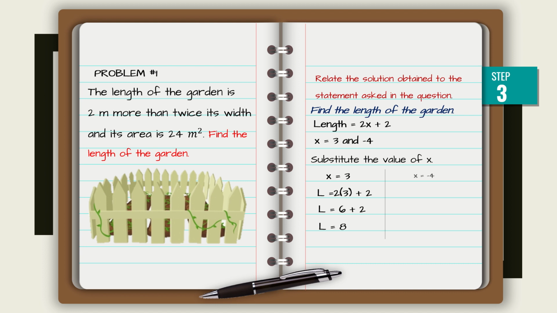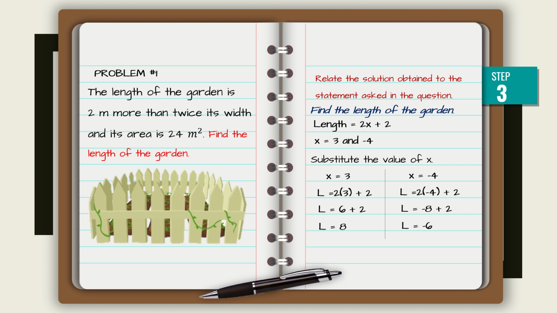On the other side, we have x is equal to negative 4. Again, isubstitute natin si negative 4 sa x. So, it will become 2 times negative 4 plus 2. 2 times negative 4 is negative 8. So, it will become negative 8 plus 2. And negative 8 plus 2 is equal to negative 6.